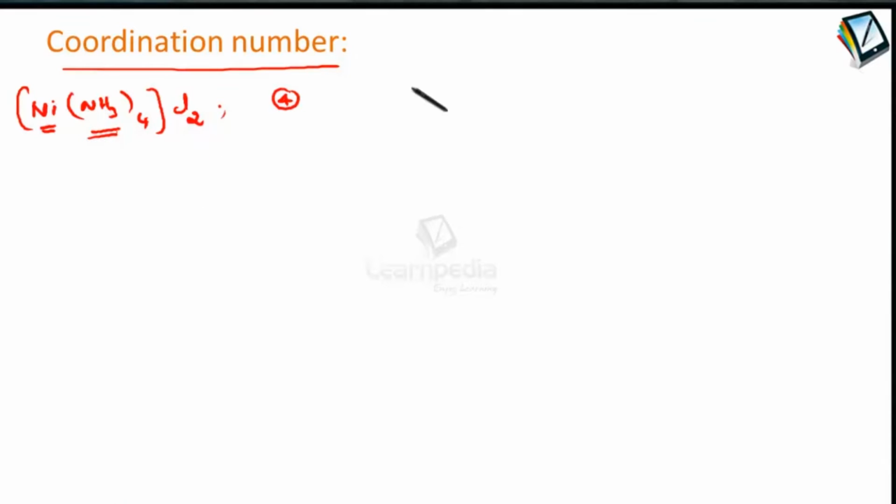If you consider an example of K2PtCl6, here these 6 chlorine ligands are directly attached to the central metal atom in the complex compound. So the number of ligands that are directly attached to the central metal atom or ion in the complex compound or a complex ion is called coordination number. So in this complex, the coordination number of the central metal atom platinum is 6. The more common coordination numbers of the different transition metals are 2, 4, 6.